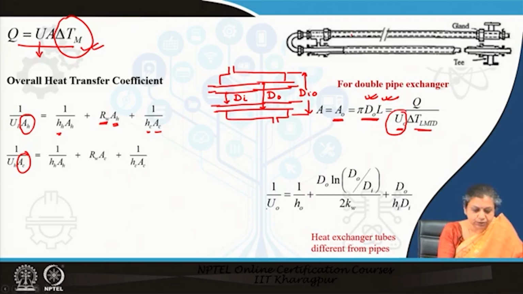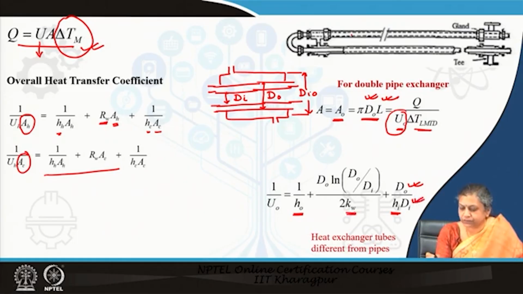So, the standard equation from here, if we just write it down with consistent nomenclature, in fact, this was also mentioned to you in your introduction class, then U0 is a function of the heat transfer coefficient of the outer fluid, the heat transfer coefficient of the inner fluid, the outside diameter of the inner pipe, the inside diameter of the inner pipe, and the thermal conductivity of the wall between the two.